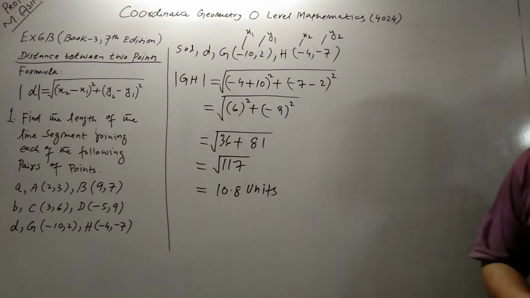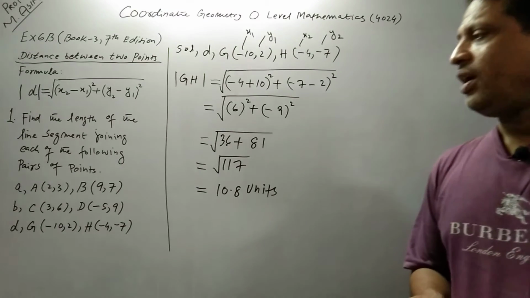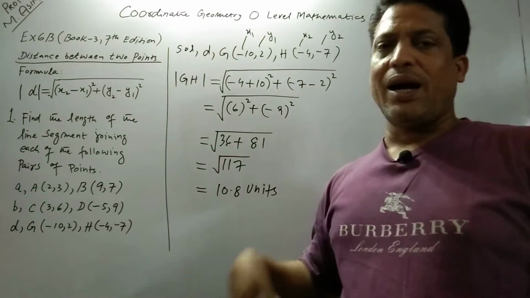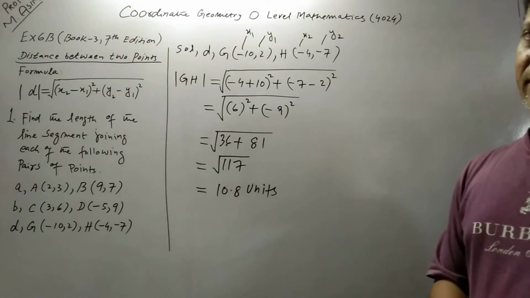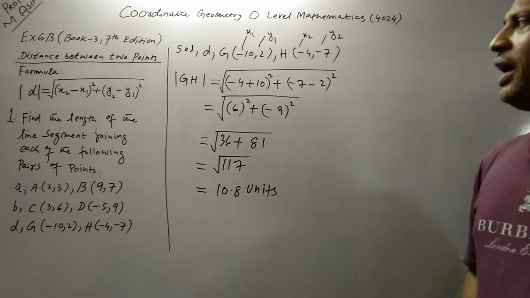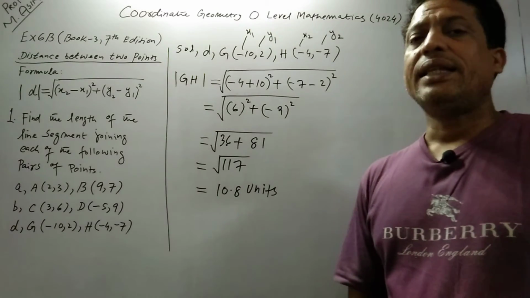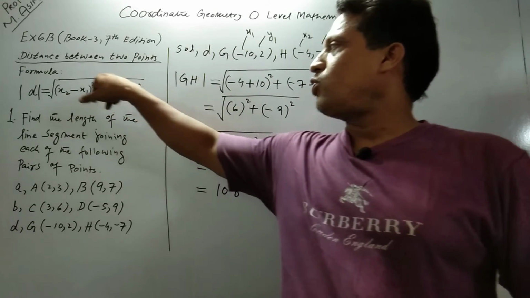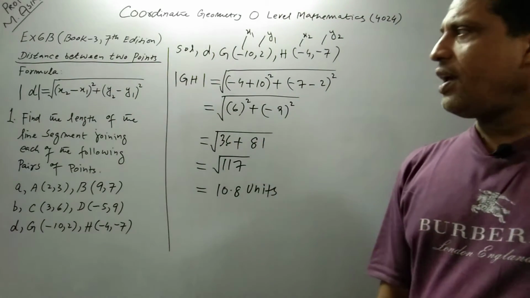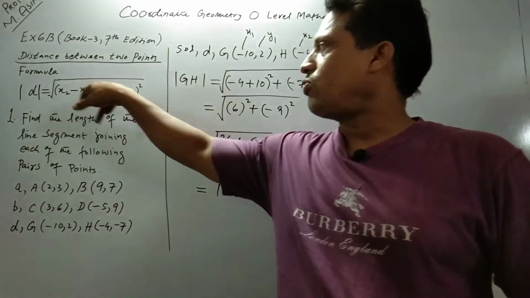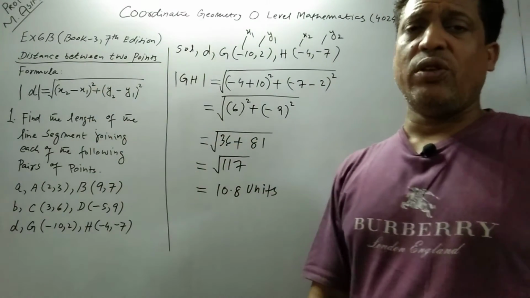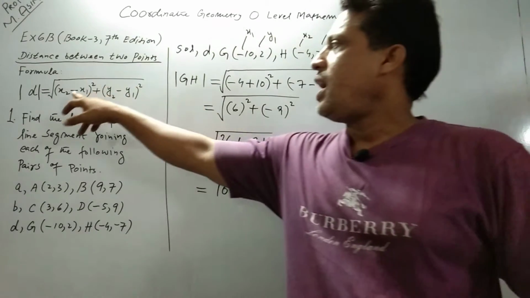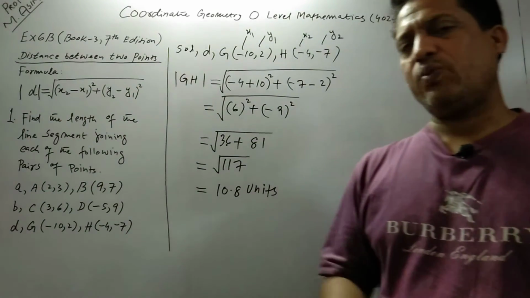So this is question number 1. I left part C for you, and not only part C, you have to do all parts again. One more thing which you should keep in mind: it is not necessary that you always write x2 minus x1 whole square plus y2 minus y1 square. If you write x1 minus x2 whole square plus y1 minus y2 whole square, you will get the same answer again, because this is a square, and a square of the negative number is always positive.